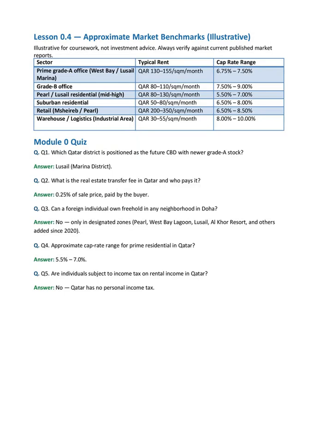This page is Lesson 0.4, Approximate Market Benchmarks. The table compares typical rent and cap rate ranges across sectors: prime Grade A office, Grade B office, prime residential, suburban residential, retail, and warehouse logistics. Cap rates run from about 5.5% for prime residential up to 10% for warehouses. Then the Module 0 quiz tests you on which district is the future central business district, transfer fees, foreign ownership rules, and personal income tax.